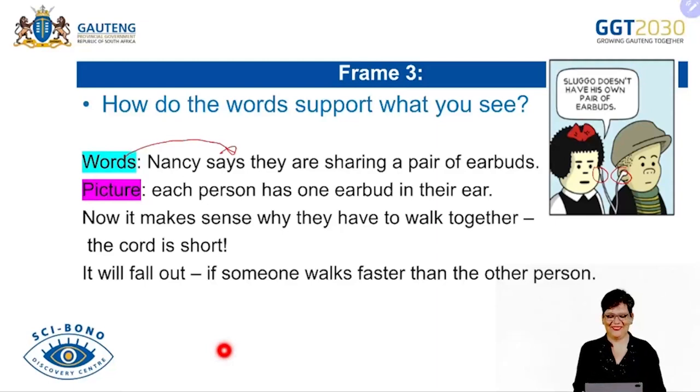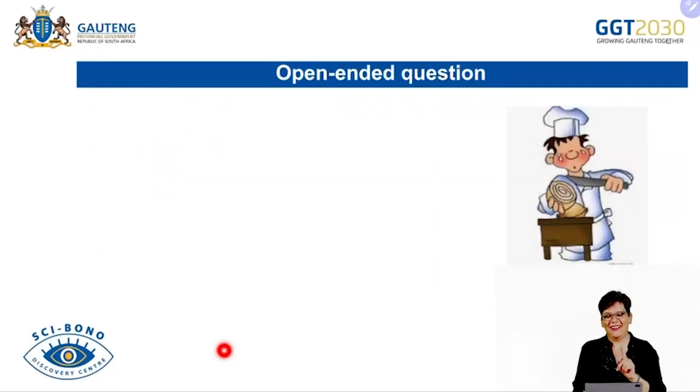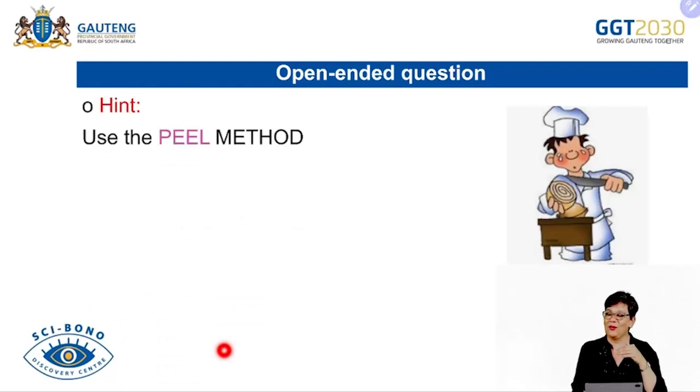That's clever, right? Now, again, let's look at the open-ended question. I know I've been talking about this the whole time. I want to remind you, always use the PEEL method. And if you can't remember, think of our little guy peeling an onion.